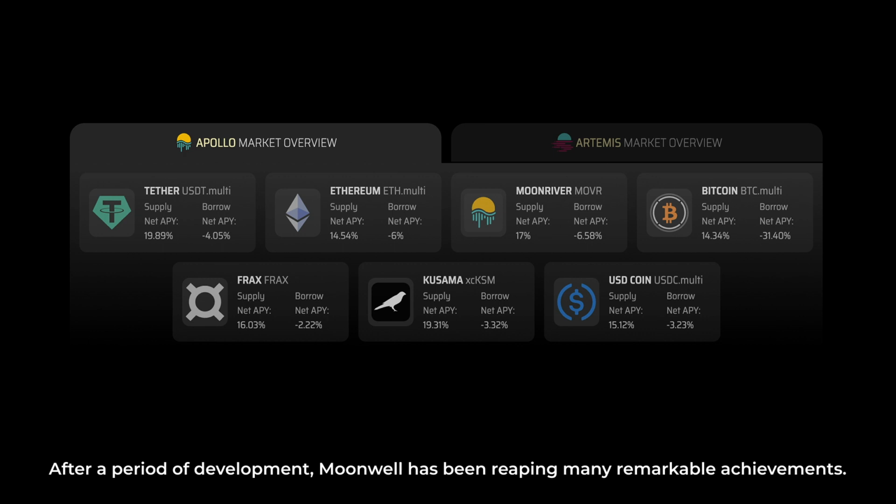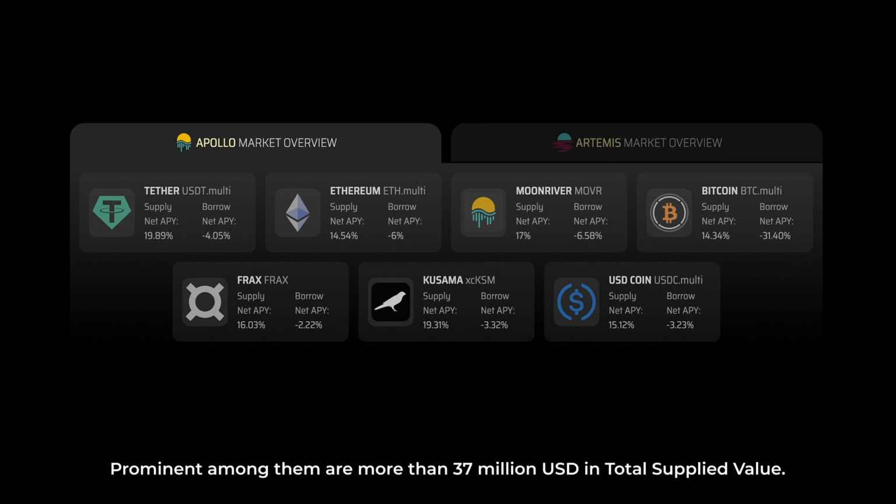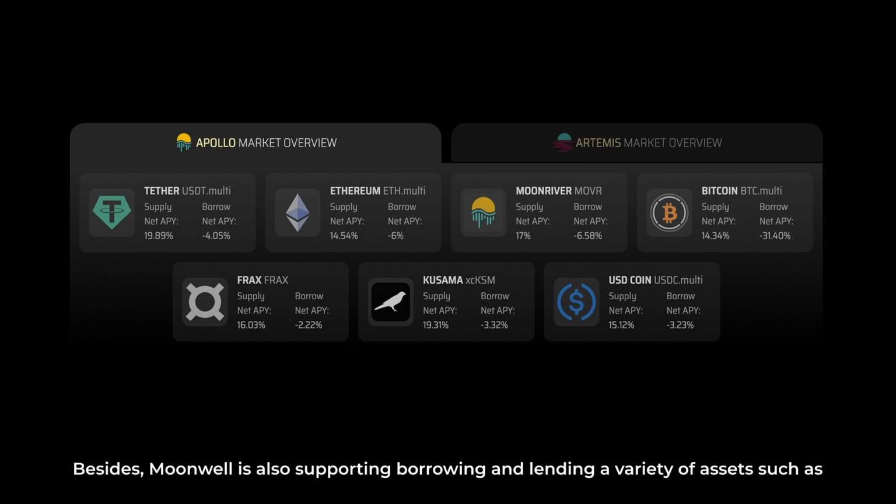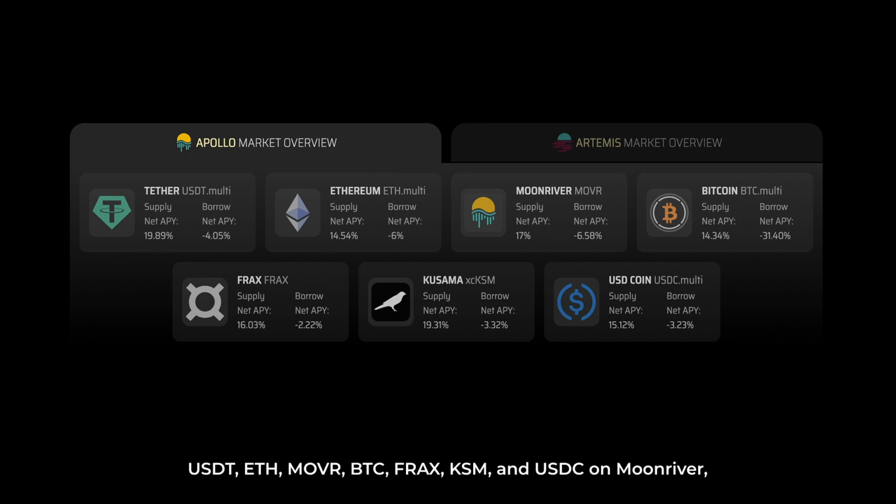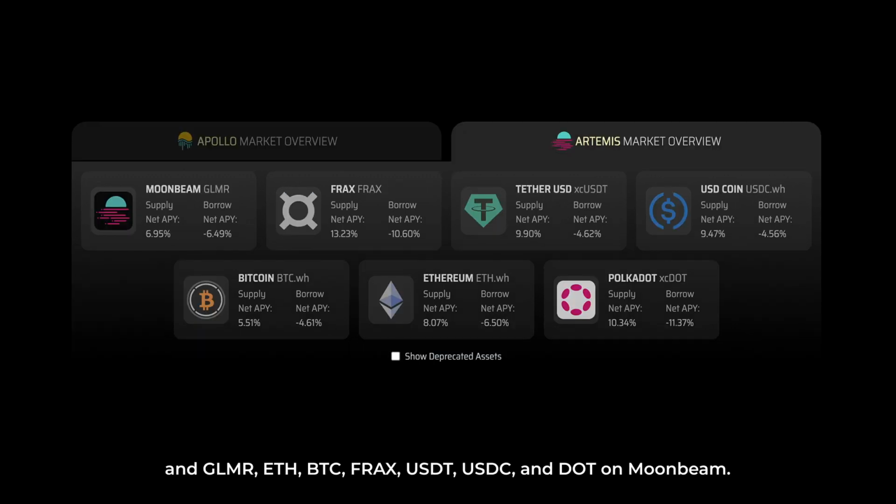After a period of development, Moonwell has been reaping many remarkable achievements, and prominent among them are more than 37 million USD in total supply value. Besides, Moonwell is also supporting borrowing and lending a variety of assets such as USDT, ETH, MOVR, FARX, BTC, KSM, USDC on Moonriver, and GLMR, ETH, BTC, FARX, USDT, USDC, and DOT on Moonbeam.